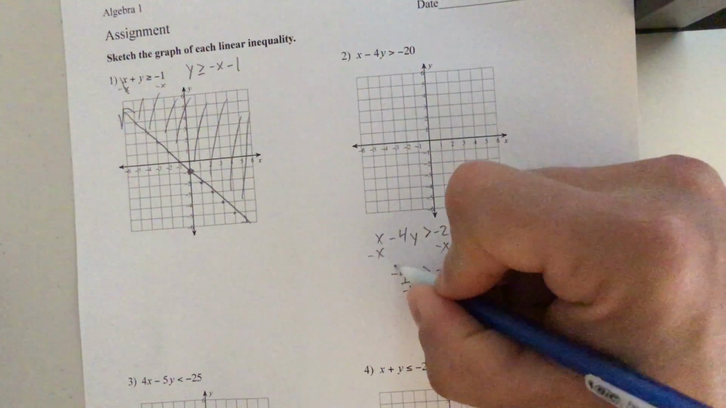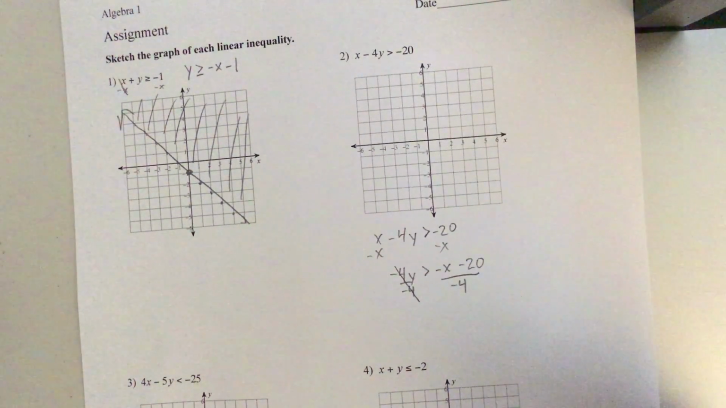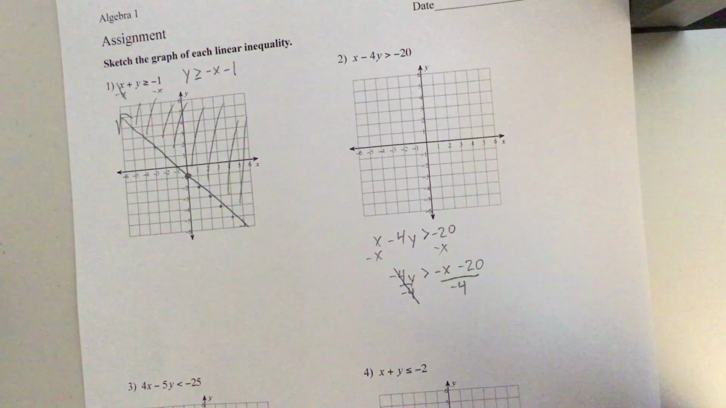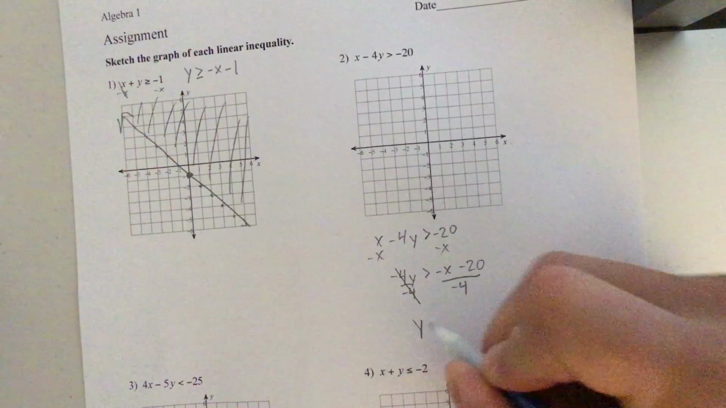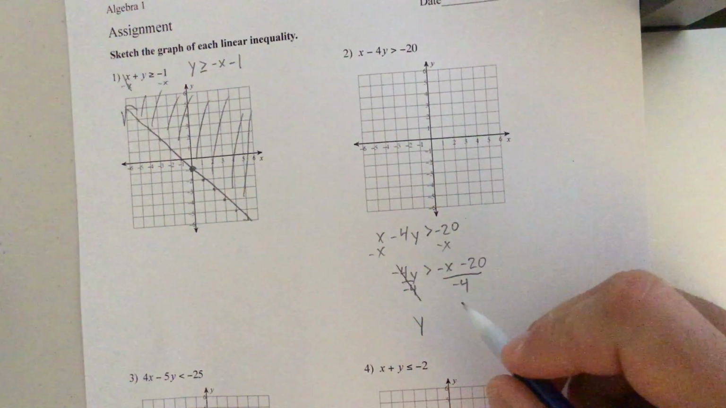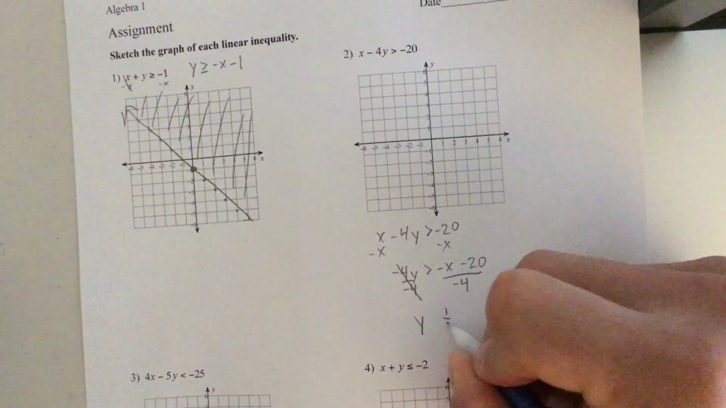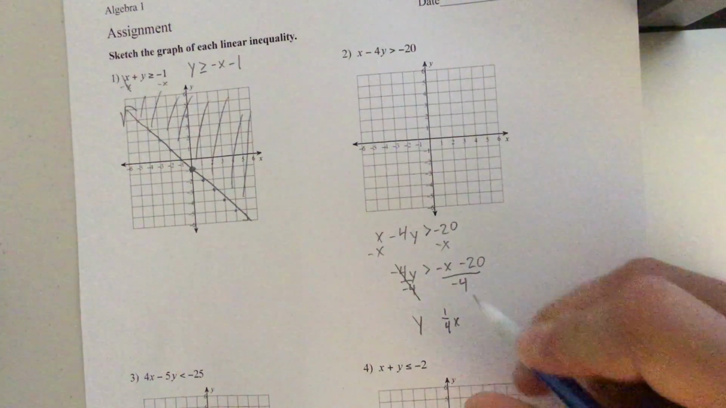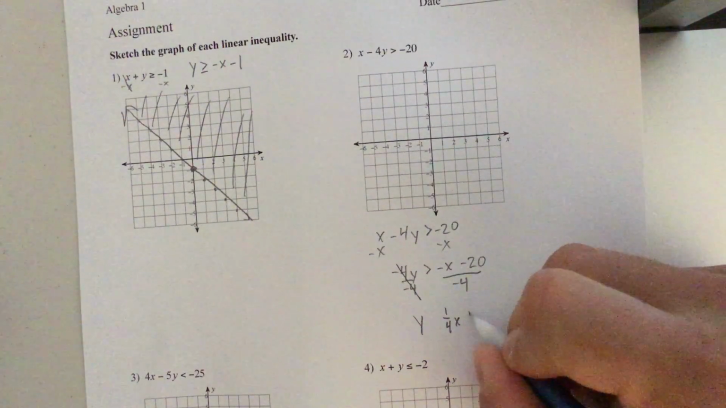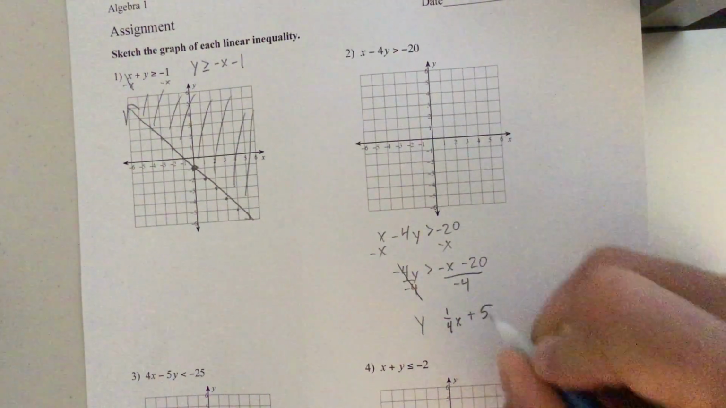The negative 4's cancel, and sure enough, we're left with y. But I'm pausing here. You'll see why in a moment. Negative x divided by negative 4, that's 1/4 x. Notice it's positive. Negative 20 divided by negative 4, that's positive 5.